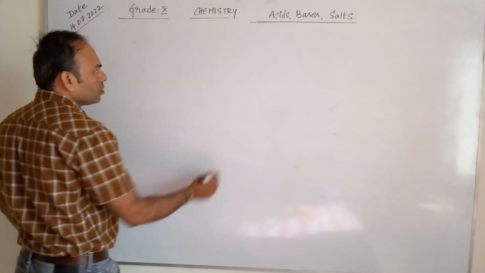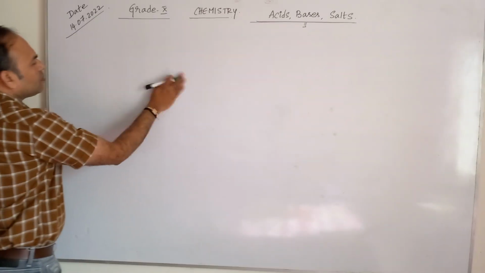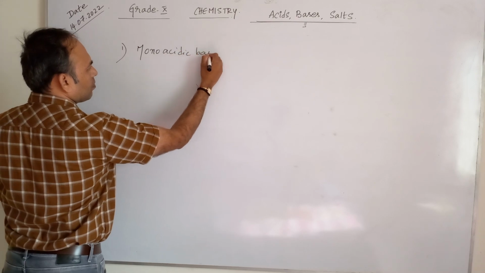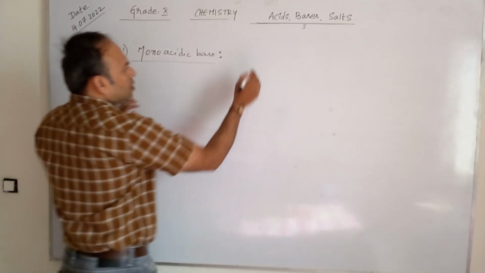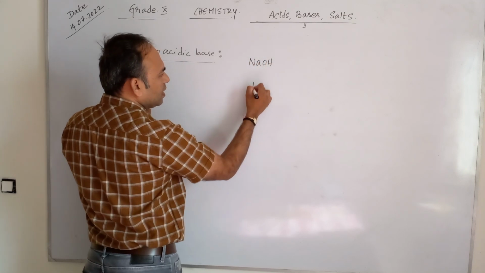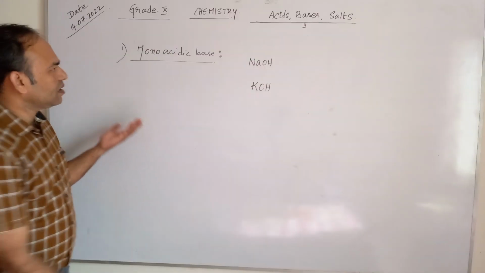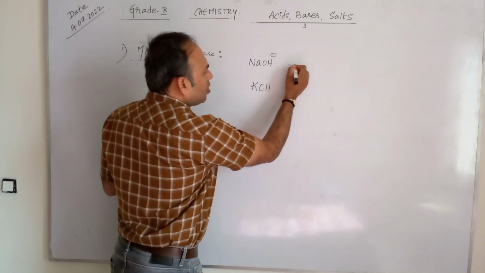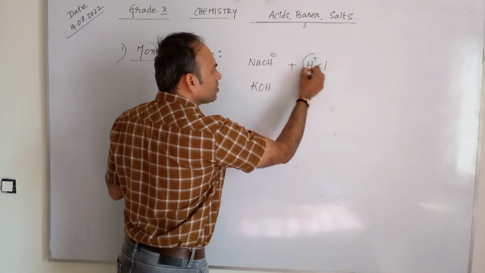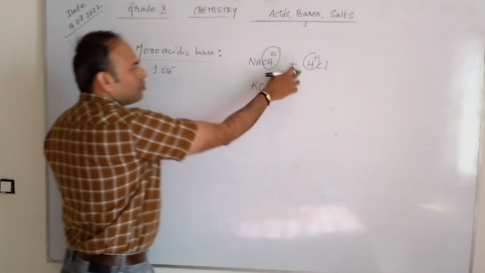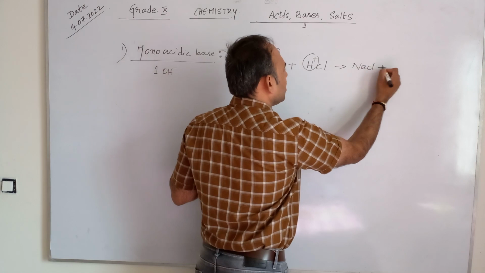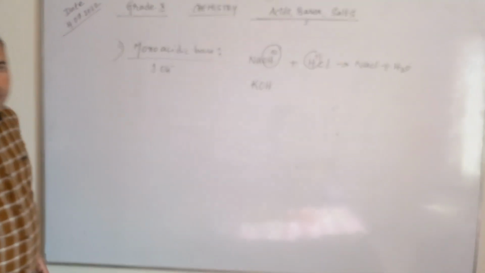Because you know about the classification of acids, let us see the classification of bases also here. So how can we classify them? First one, monoacidic base, that is NaOH, you can take KOH, etc. Nothing but which contains 1 OH minus ion. Now if you want to add an acid to this, I can add 1 H plus. So 1 OH minus will combine with 1 H plus. So what will be your product here? NaCl plus H2O.